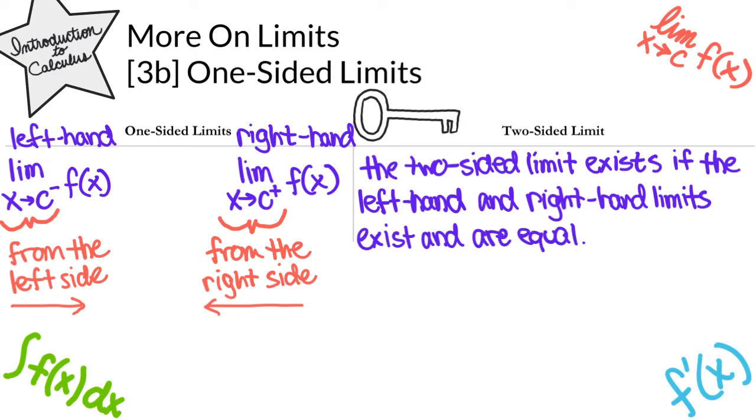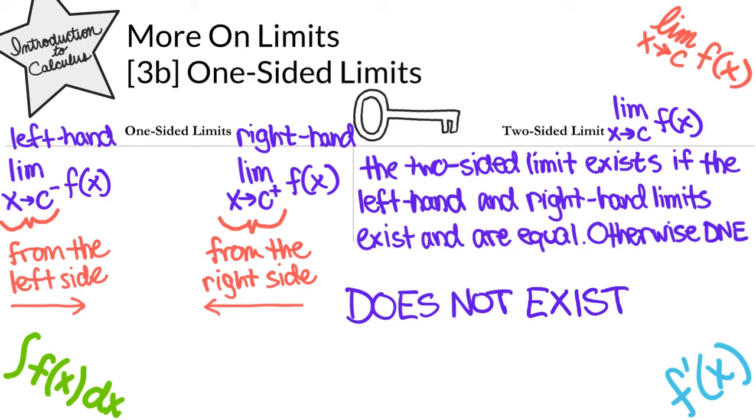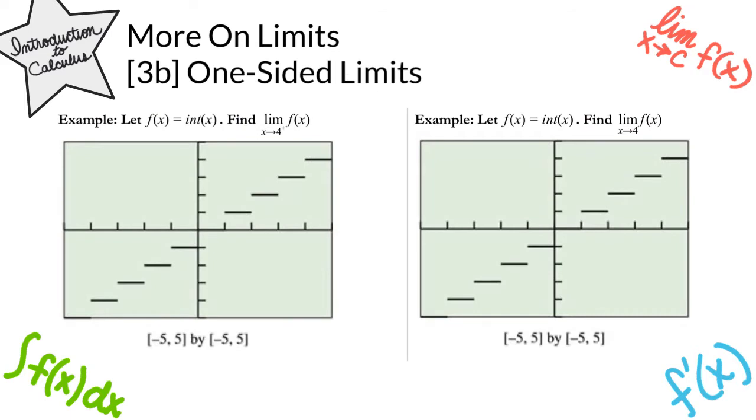We've used the notation for a two-sided limit already, which is the limit as x approaches c of f of x. But notice how similar it is to the one-sided limit notation. It just doesn't include the superscript of a minus sign or a plus sign. If the one-sided limits are not equal to each other, then we say that the two-sided limit does not exist, or DNE. And that's it. Let's try a few examples. First, we'll do a one-sided limit, then we'll do a two-sided limit.